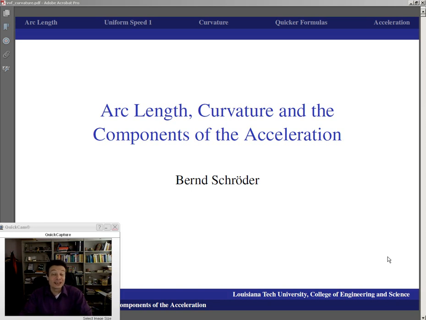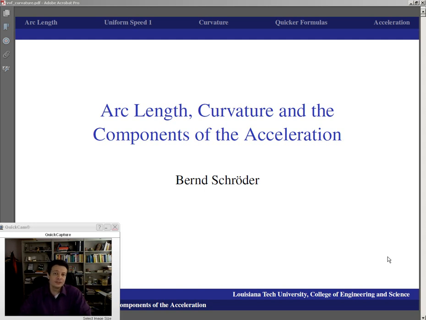Welcome to one of the first highlights of multivariable calculus. In this presentation, we're going to decompose the acceleration that acts on a moving object into two components. One component is parallel to the direction of motion; that'll be the component that contributes towards the object actually speeding up or slowing down. And another component is perpendicular to the motion; that component contributes to the object's change in direction.